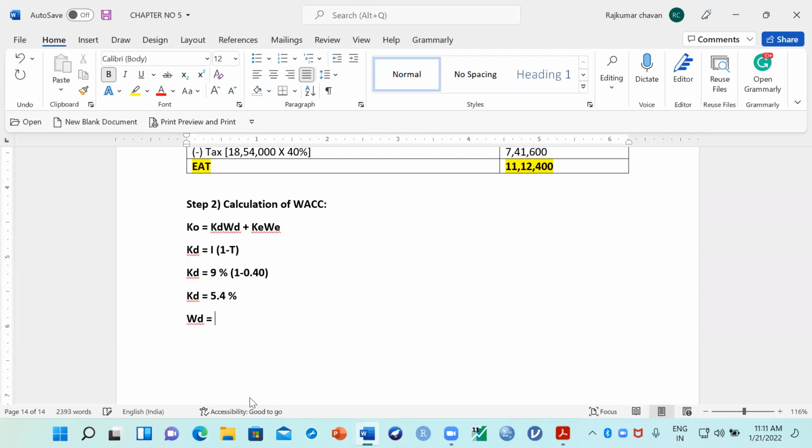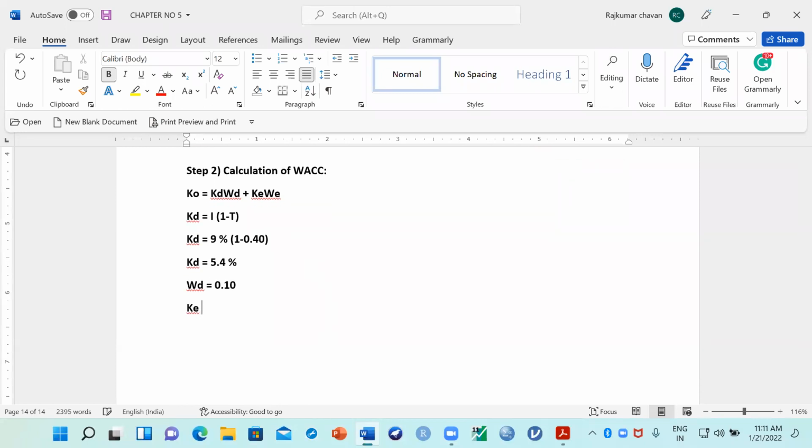What is WD now? What is the weight of debt? How much will it come? WD. Out of total 100%, what is the ratio of debt? 0.1. 0.10, right? So weight of debt we got, right? Now let us calculate KE. So how do we calculate KE? We can use the CAPM formula here, RF plus B, RM minus RF, right?